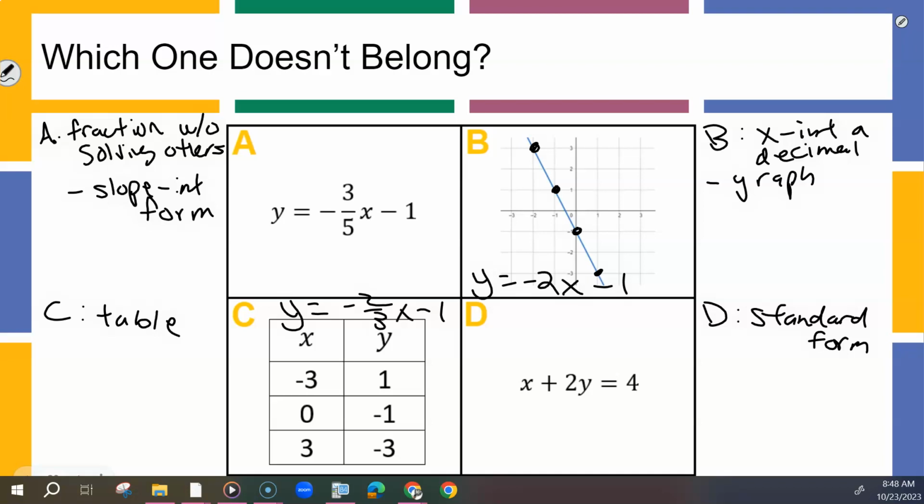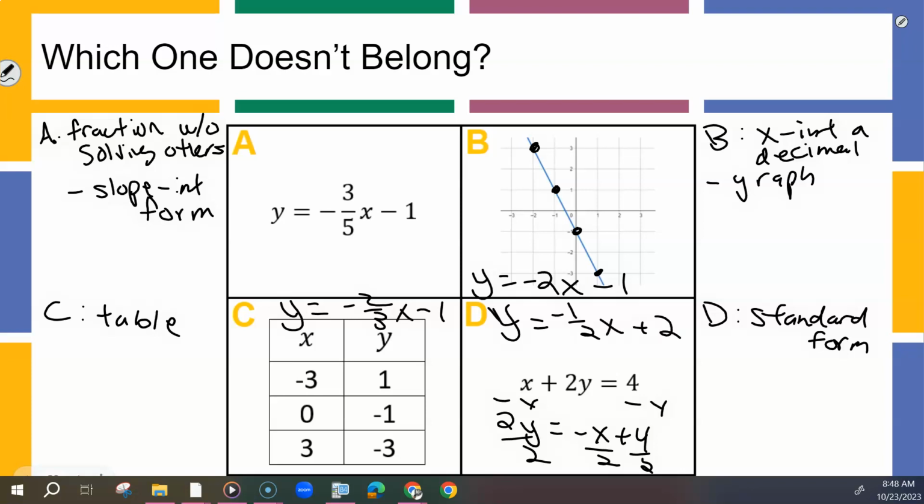And then did anyone solve this one? Let's do that. So y equals negative 1/2 x plus 2. Now looking at all the equations, which one doesn't belong? And why? B is the only one that's a function. Okay. And the slope? Yeah.